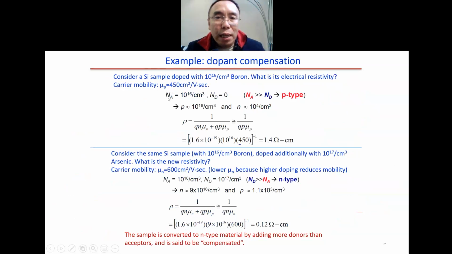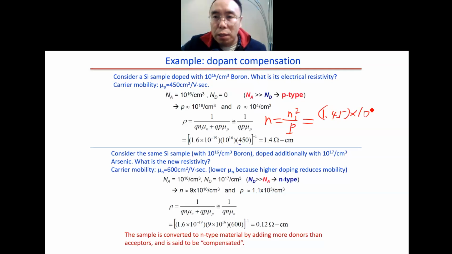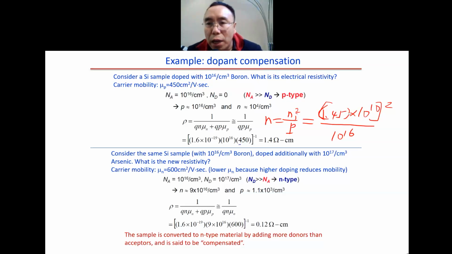We know that Na is 10 to the power 16, and Nd equals 0. So p equals this number, and n is very, very small. How do we get the n number here? n equals ni squared over p, with ni equal to 1.45 times 10 to the power 10, squared, divided by p, 10 to the power 16. So 10 to the power 20 divided by 10 to the power 16, we have 10 to the power 4.